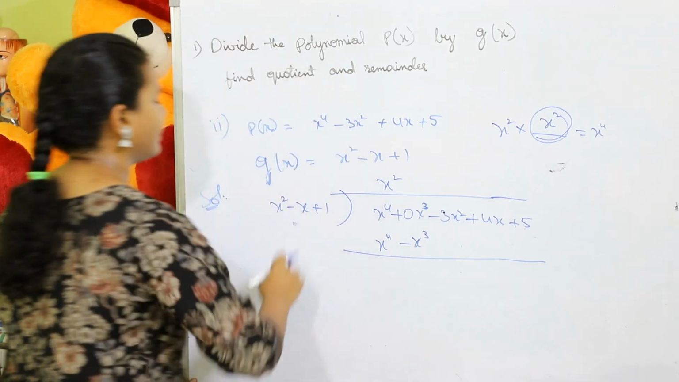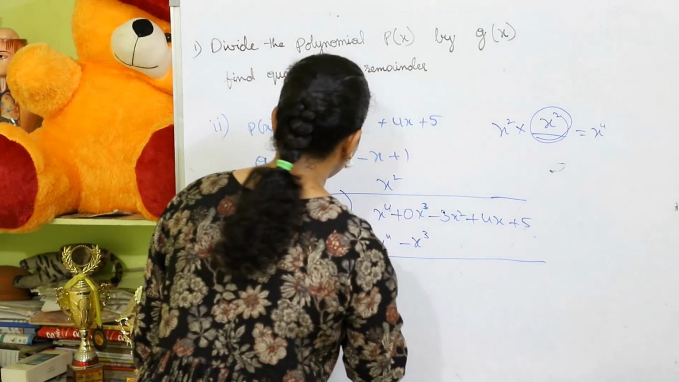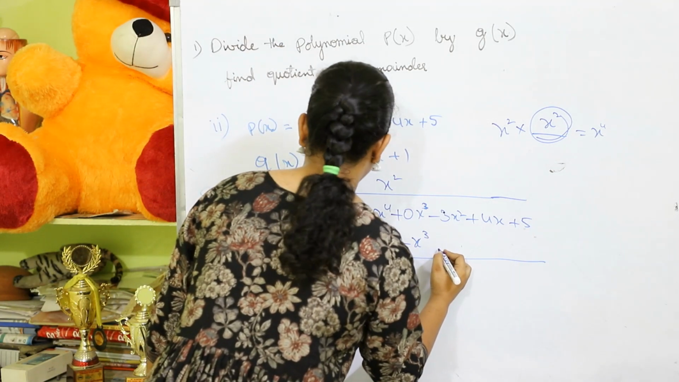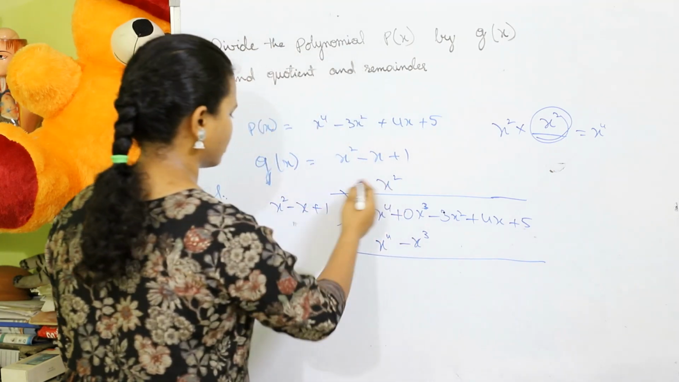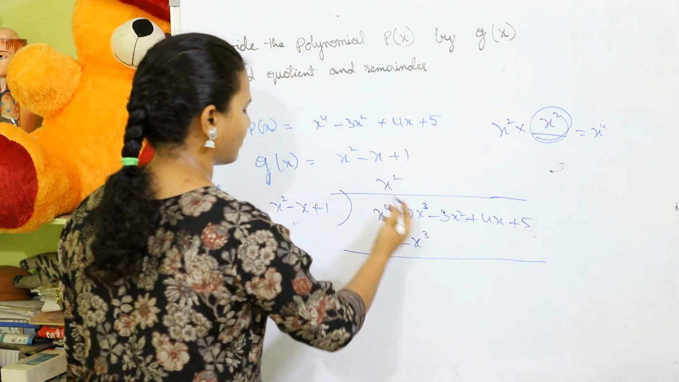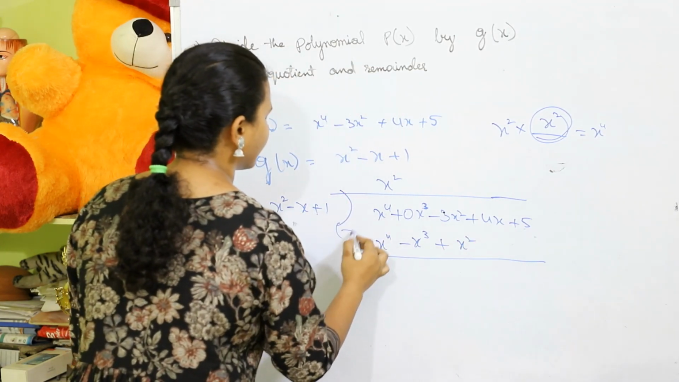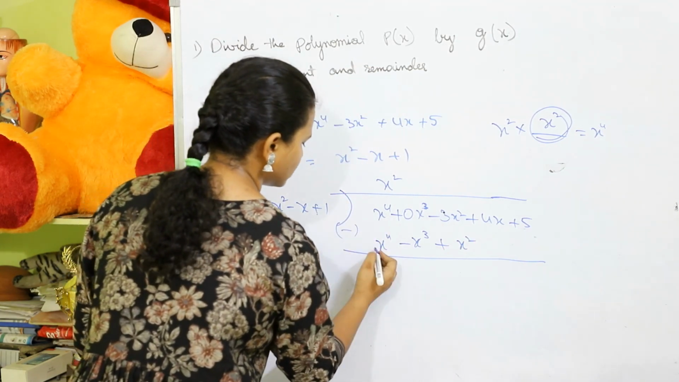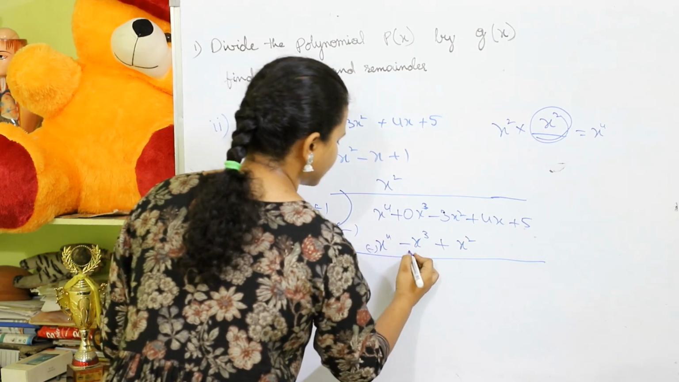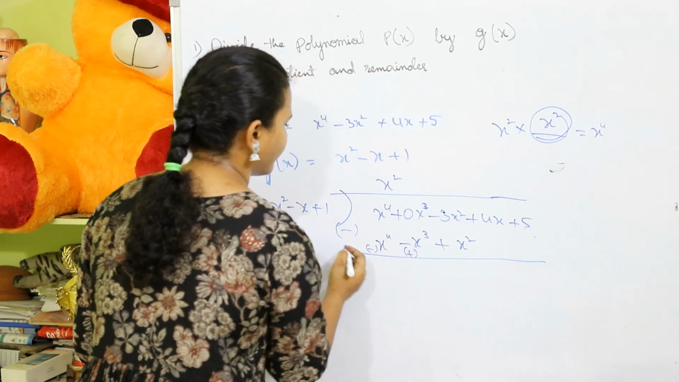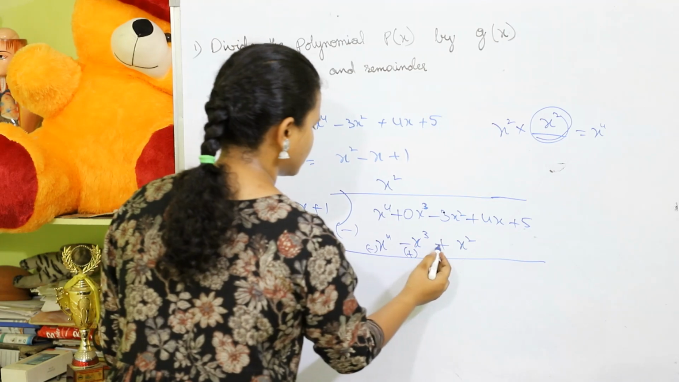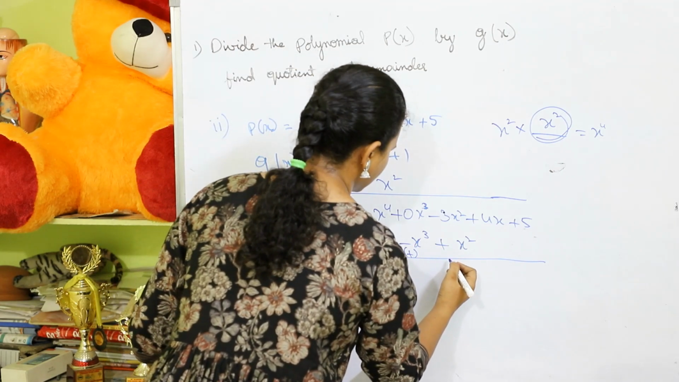Minus x cube. Next, what is 1 into x square? This gives what? Plus into plus, right? So here you have plus over here, plus over. This becomes plus x square. Plus x square. Clear? Now you go with minus over here. Minus into plus, minus into minus, plus. This becomes plus. And what else? Here you have minus into plus. Minus into plus. What else?